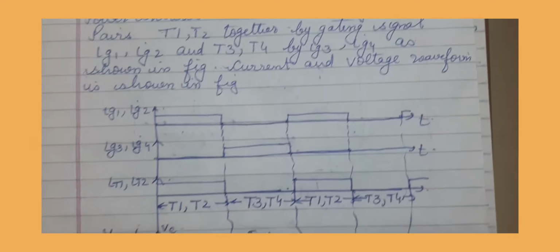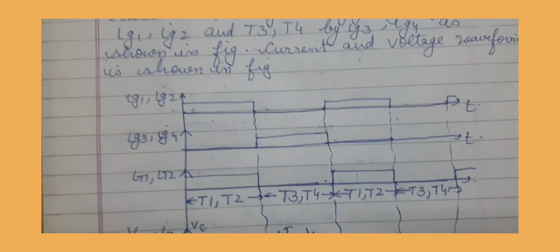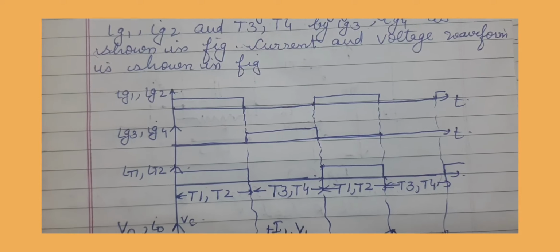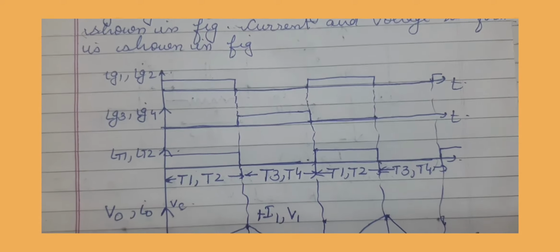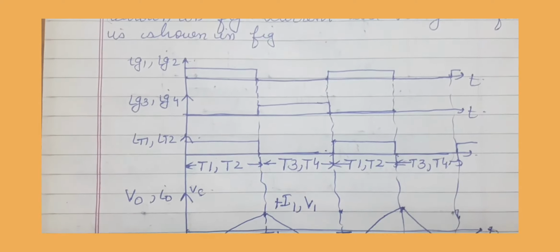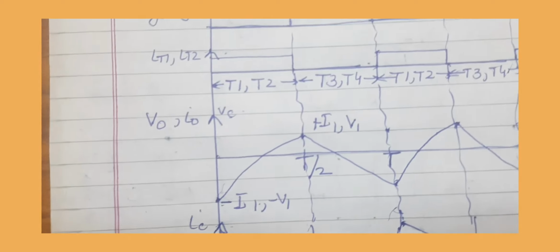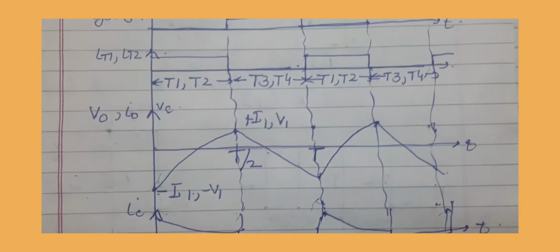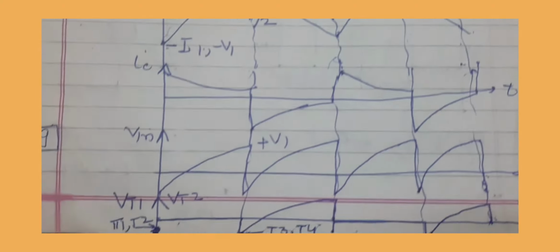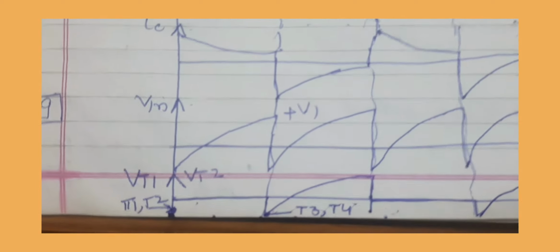The current and the voltage waveforms are shown in the figure. As shown, the gate pulses IG1 and IG2 are given for the thyristors T1 and T2, and IG3 and IG4 are given for T3 and T4. This is the load voltage, this is the load current, and this is the capacitor current, input voltage, and the voltage drop across the thyristor.